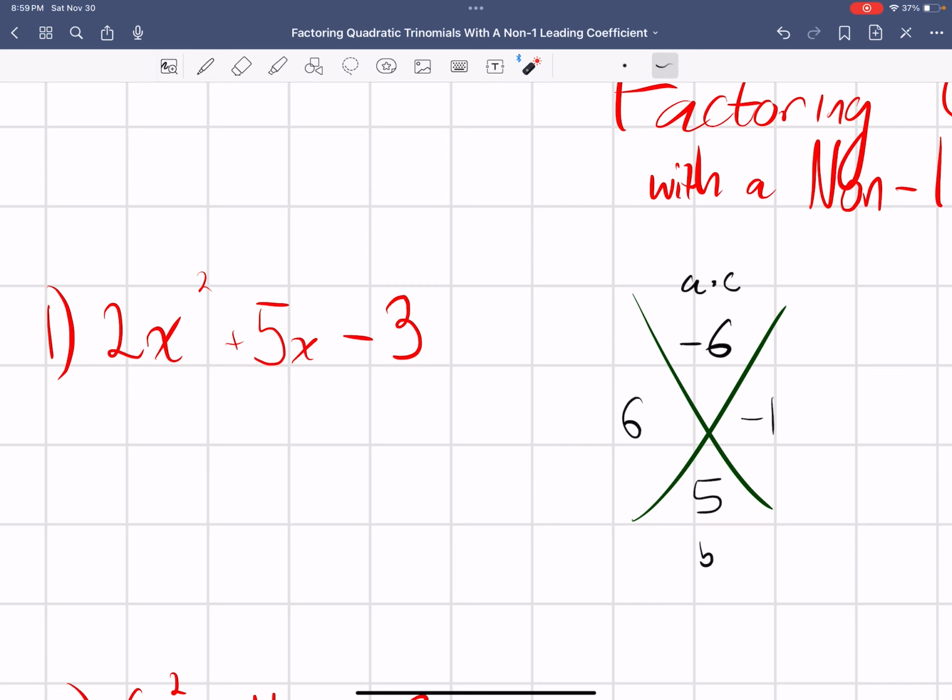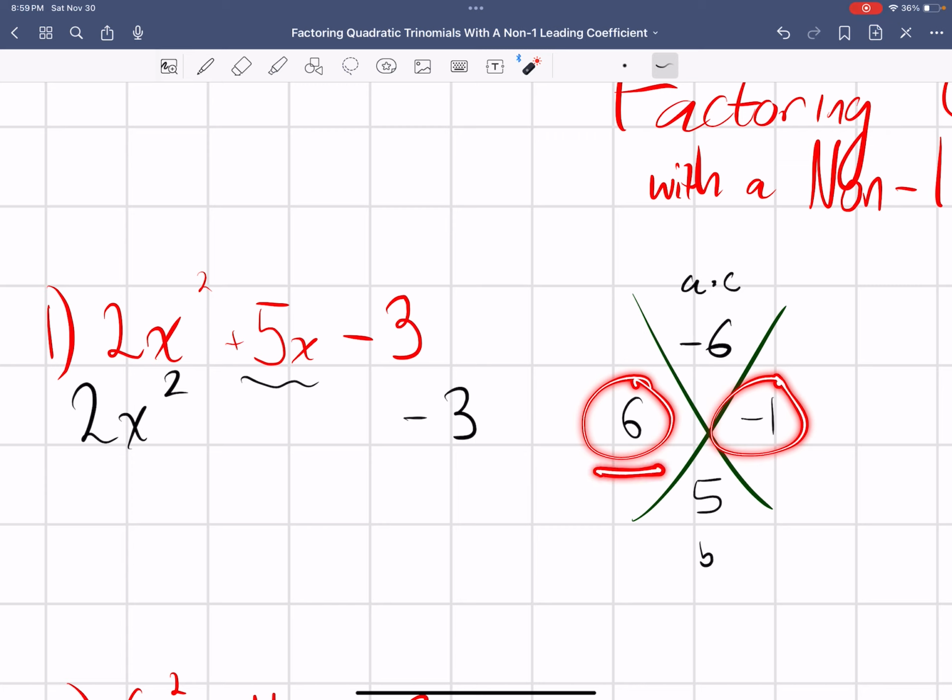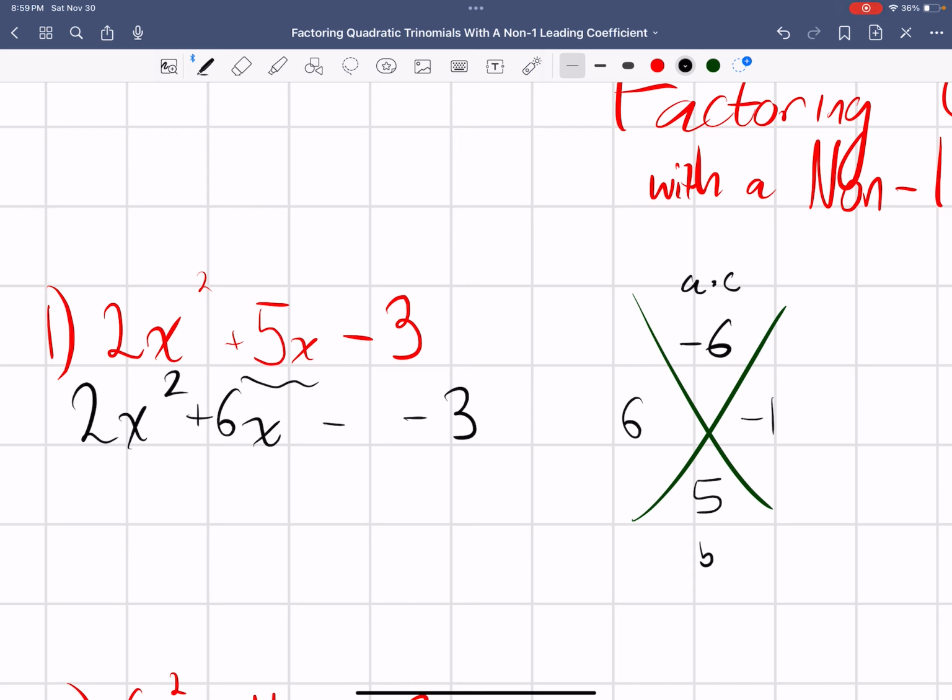The next step is we're going to rewrite this trinomial. We're going to leave the first term alone, and we're going to leave the last term alone. But the middle term, the plus 5x, we're going to replace using these 2 numbers. Rather than plus 5x, we'll do plus 6x minus 1x. And you'll notice that we haven't changed anything, right? It's still plus 5x. We just expanded it into plus 6x minus 1x.